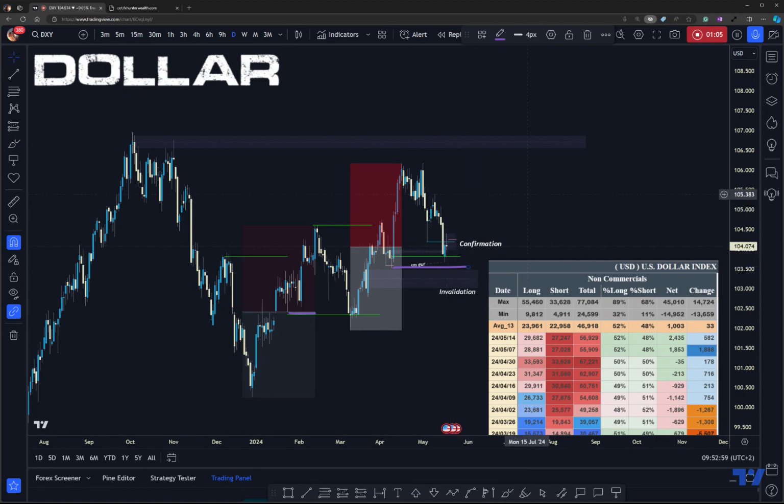I do think that we will drop lower. However, it actually doesn't have to happen because we already have an SMT divergence with the euro in here. And if the price could go from here, because it just tapped into the 50%, then it's possible.